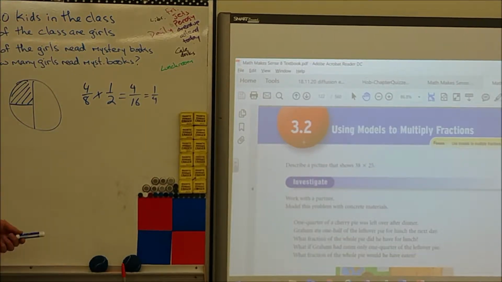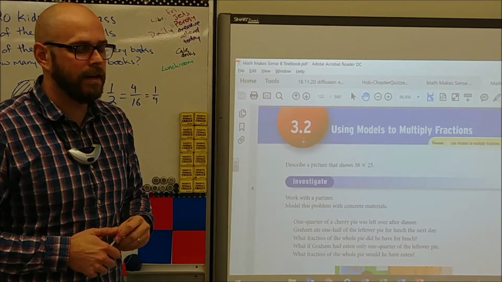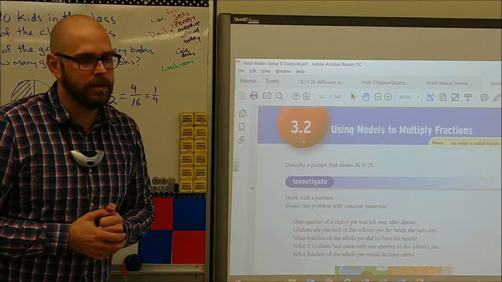I want to model some things a few different ways. By the way, before I move forward, has anyone figured out how many girls do mystery books yet? Okay, keep it to yourself. Just wait. And I'm not surprised you figured it out because, well, God bless you, you're really smart people.